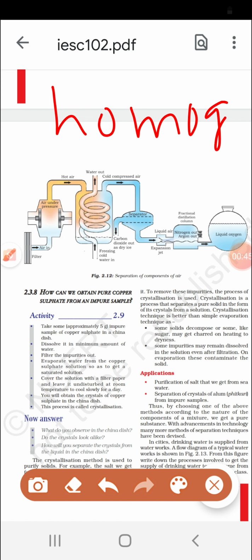This means the different gases have different boiling points. So on the basis of their boiling points, we can separate these gases. The steps which we follow during this: the first step is that the air moves into the filter. This is the filter in which the air moves to remove the dust. Then water vapor and carbon dioxide are removed.